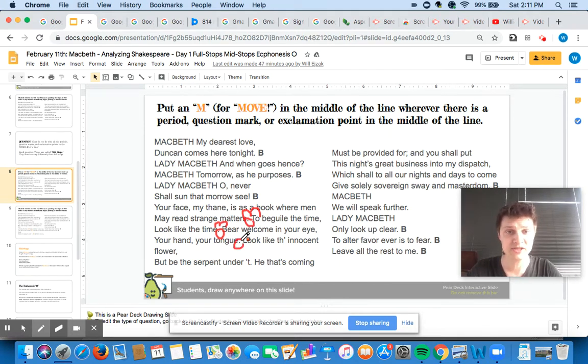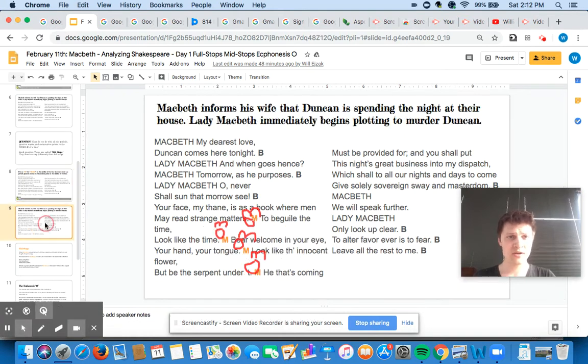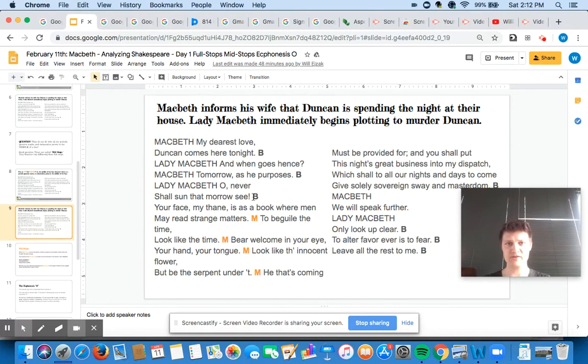And then we have another mid-stop. So that's 3 mid-stops on 3 lines in a row. And then we have another mid-stop. So all kinds of mid-stops. I wonder if Shakespeare is doing something like that on purpose. Spoiler alert, he is. So here's what it should look like in the end: mid-stop, mid-stop, mid-stop, mid-stop, and then we have a bunch of full stops as well.